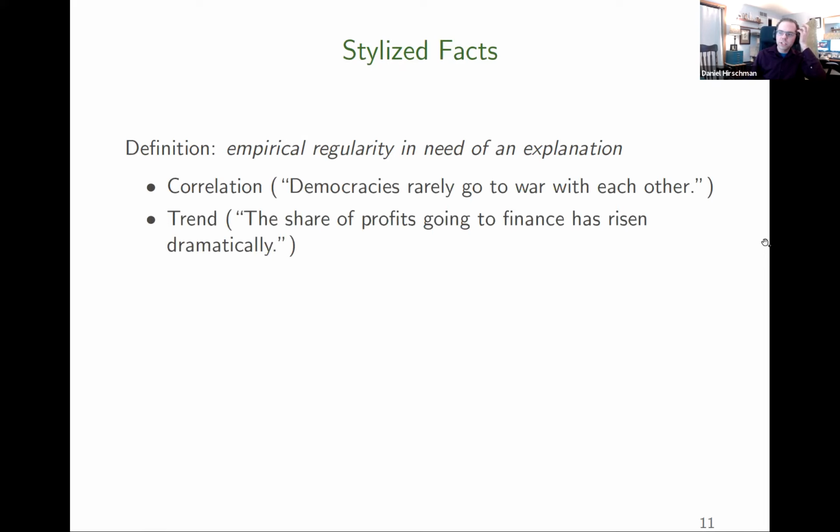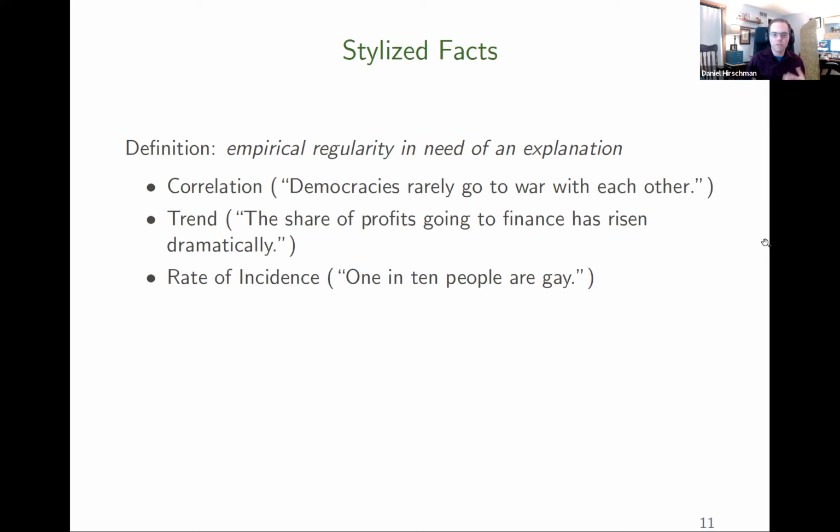Examples include correlations, trends, and rates of incidence, which you can think of as non-trends. I've listed examples here from various literatures in political science, economics, and sociology of claims that I think fit this definition. "Democracies rarely go to war with each other" is a kind of correlational claim. "The share of profits going to finance has risen dramatically" is a kind of trend claim. And a claim you'll see in some places in sociology, demography, and psychology, "1 in 10 people are gay," is a rate of incidence assumed not to change over time.